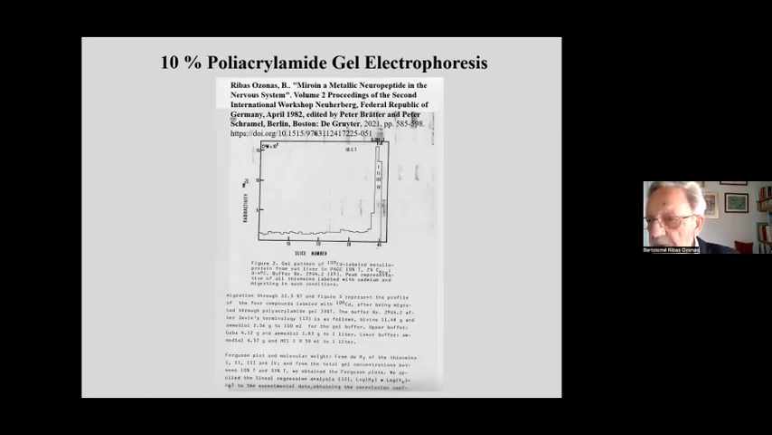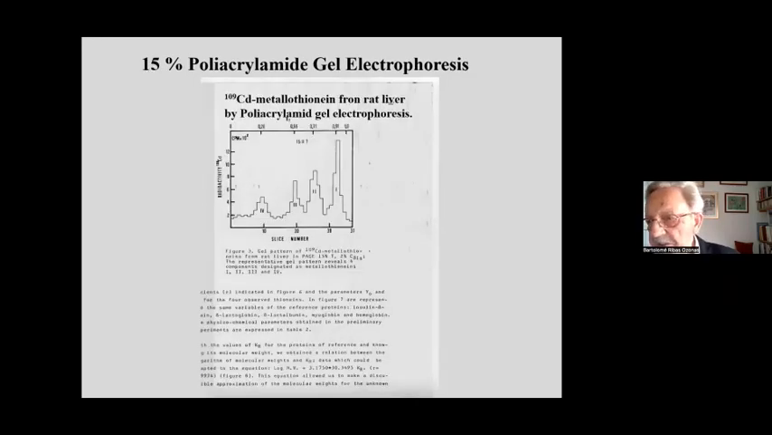In the next figure, now the separation in polyacrylamide gel electrophoresis of 15%, we see the separation of cadmium, radioactive cadmium 109 metallothionein from rat liver in polyacrylamide gel electrophoresis show 4 radioactive peaks, as we see in the figure.